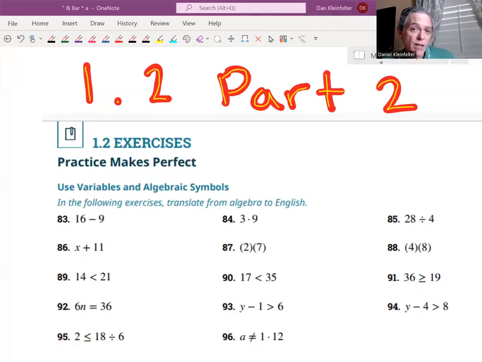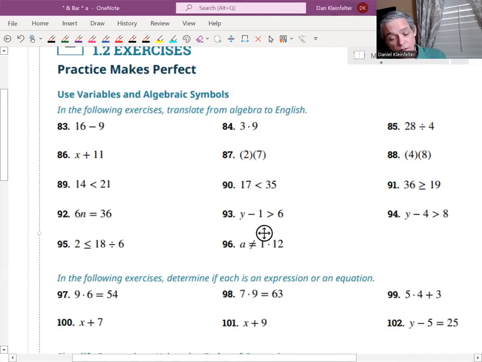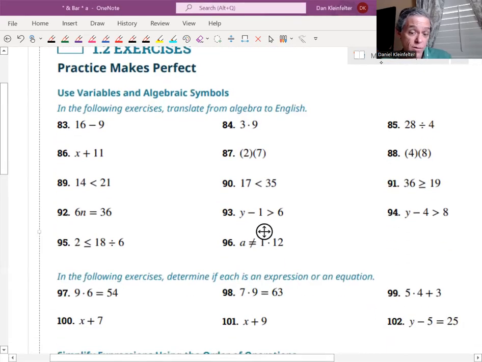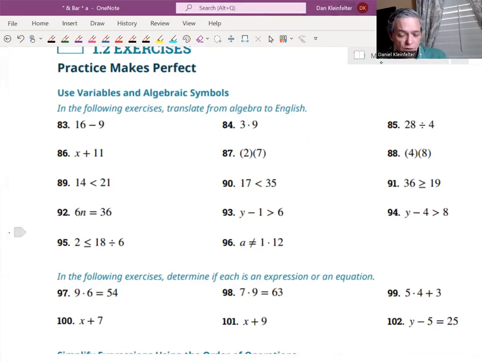Welcome back. In this video, we're going to finish up section 1.2 by doing some examples. In the first few, we're asked to translate from algebra or arithmetic into English. Let's just do a few of these. 16 minus 9, that's a subtraction. That would be the difference between 16 and 9. So we'll say the difference.